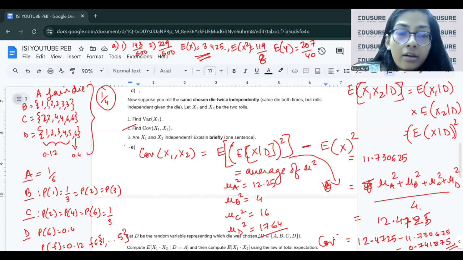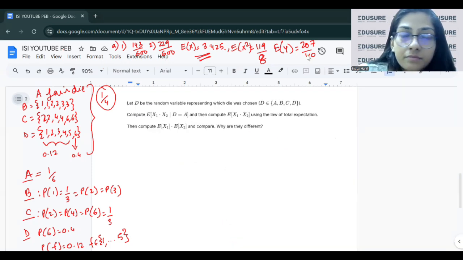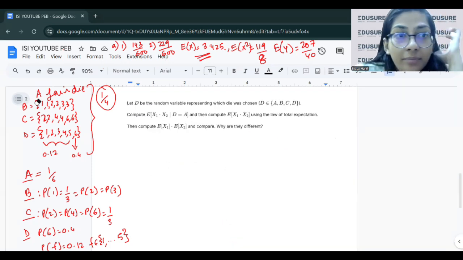Part 3, are x1 and x2 independent? No, because covariance is not equal to 0, right? So the answer is going to be no, because they depend on the same random die choice. So it's going to be no, because it was the same random die. So finally, let's do part E.